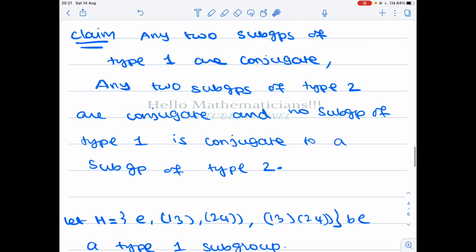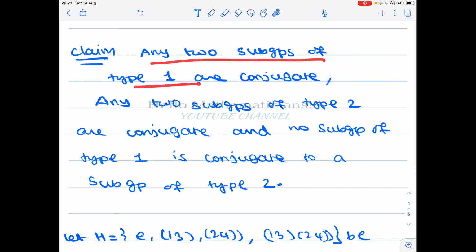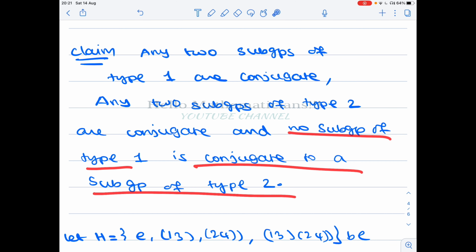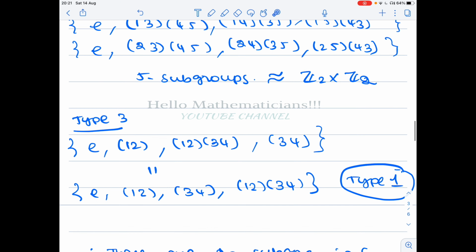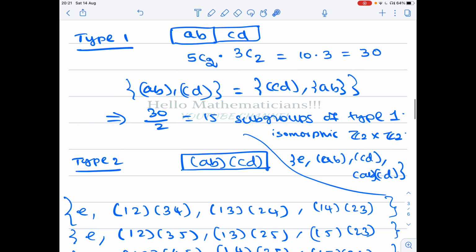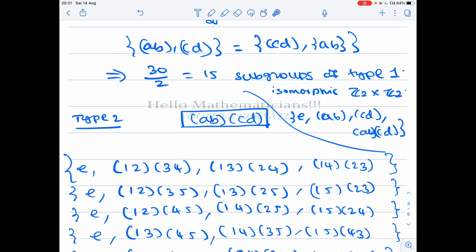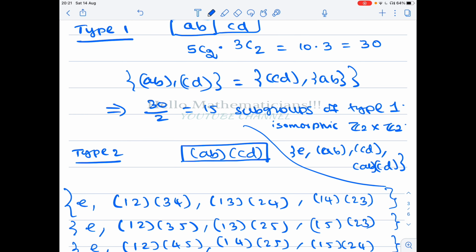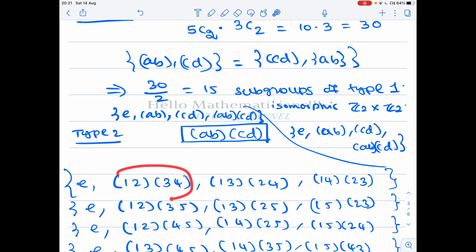Okay. So first we claim that any two subgroups of type 1 are conjugate, any two subgroups of type 2 are conjugate to each other, and no subgroup of type 1 is conjugate to a subgroup of type 2. Note that a subgroup of type 1 cannot be conjugate to a subgroup of type 2, because in a symmetric group two elements are conjugate if they have the same cycle decomposition. Here in type 1 the subgroup is of the form E, AB, CD, ABCD. But in type 2, the elements are products of 2-cycles.